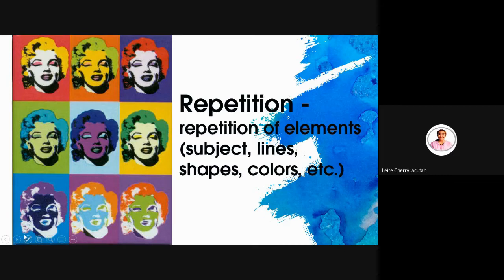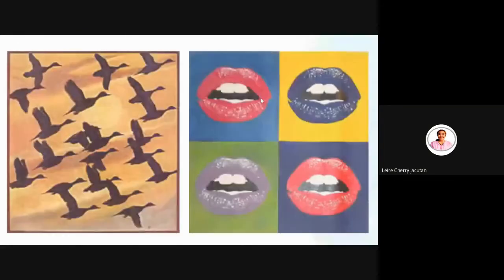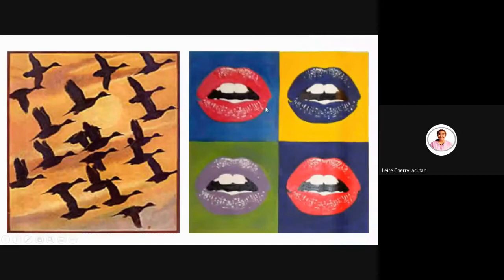Gaya nito, nakikita nyo ngayon. So these are pop art. So meron yan laging context of repetition.